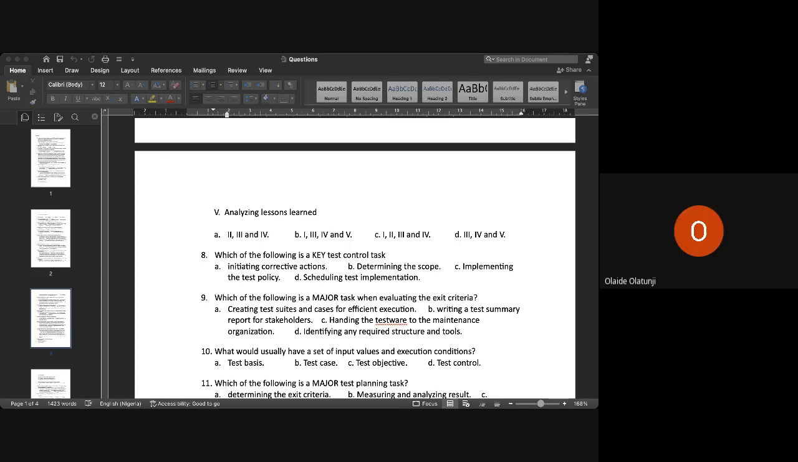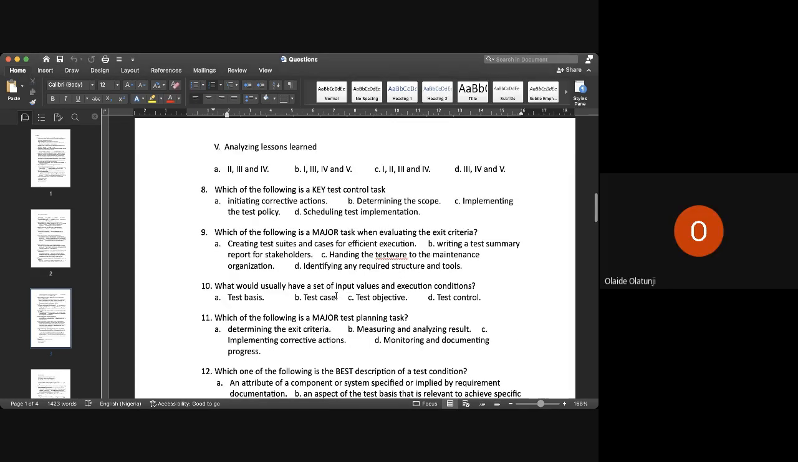The next one, following a major task when evaluating the exit criteria. I think the answer was A. Creating test suite and cases for efficient execution. No, look at it. Which of the following is a major task when evaluating the exit criteria?